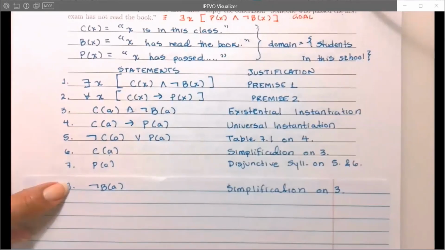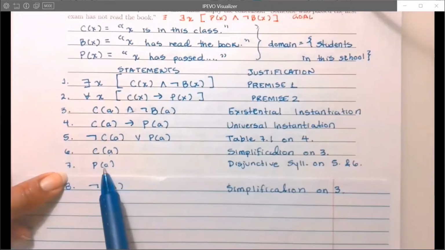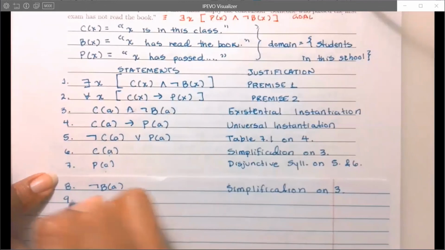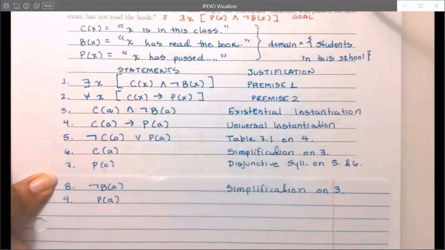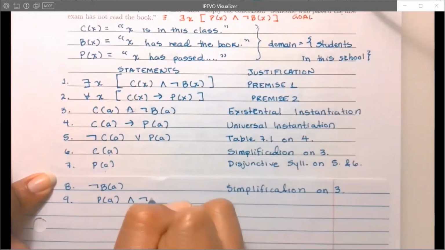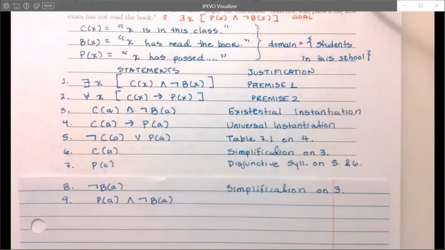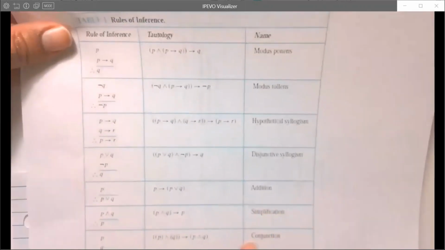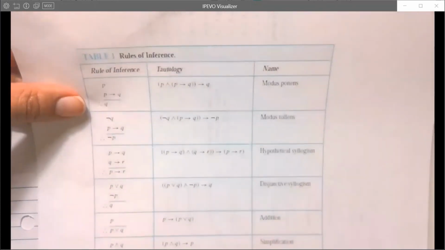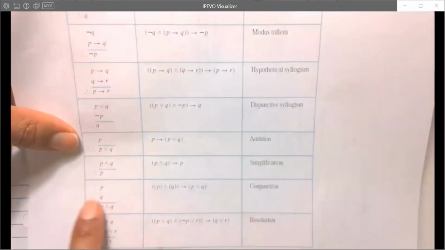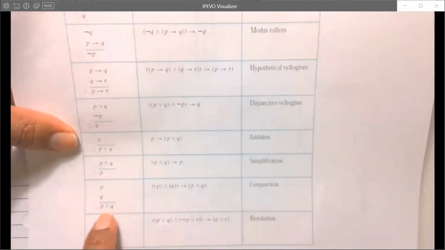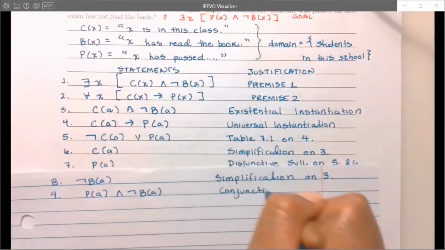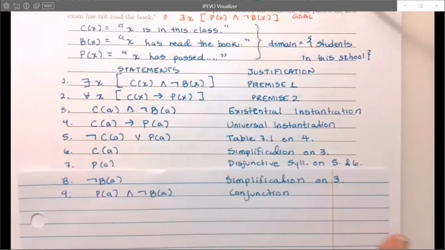Now if we put these two together, because this one's saying the person passed the first exam, and this one is saying the person did not read the book, together, the person passed the first exam and has not read the book. The justification for it is addition, if you look at the rules of inference. Excuse me, not addition, but let's see, conjunction, that's what it is. So we have P and Q. We can conclude P and Q. So this is by conjunction, on 7 and 8.